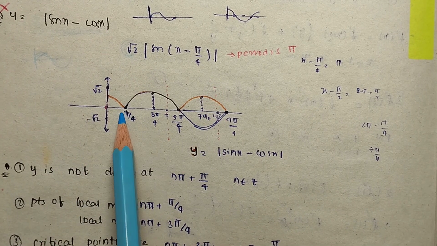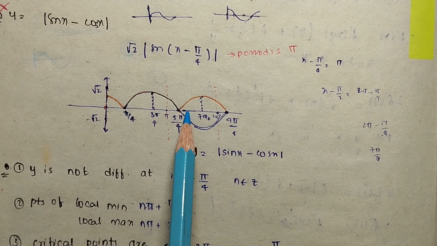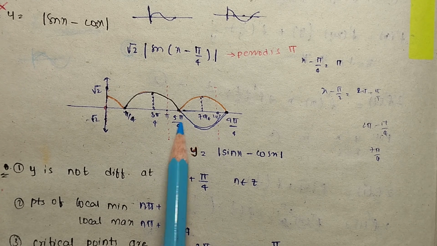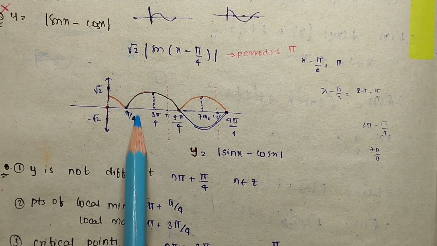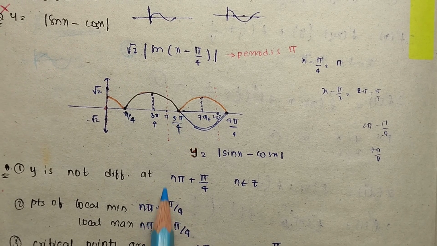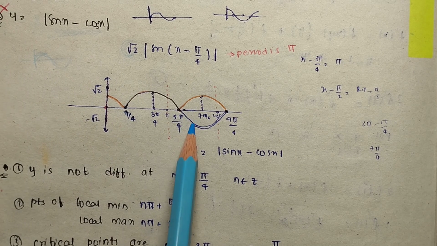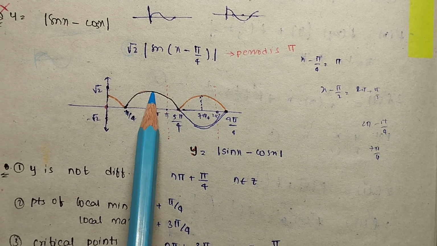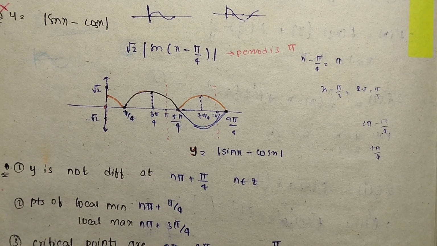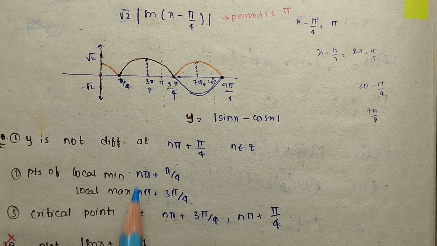So if you observe the graph, y is not differentiable at n pi plus pi by 4 points. So you can see it has a sharp edge at these points. Next, these are also the points of local minima, pi by 4 and 5 pi by 4. And if you see at x equal to 3 pi by 4, we have a local maxima. Now these are the critical points of this function.